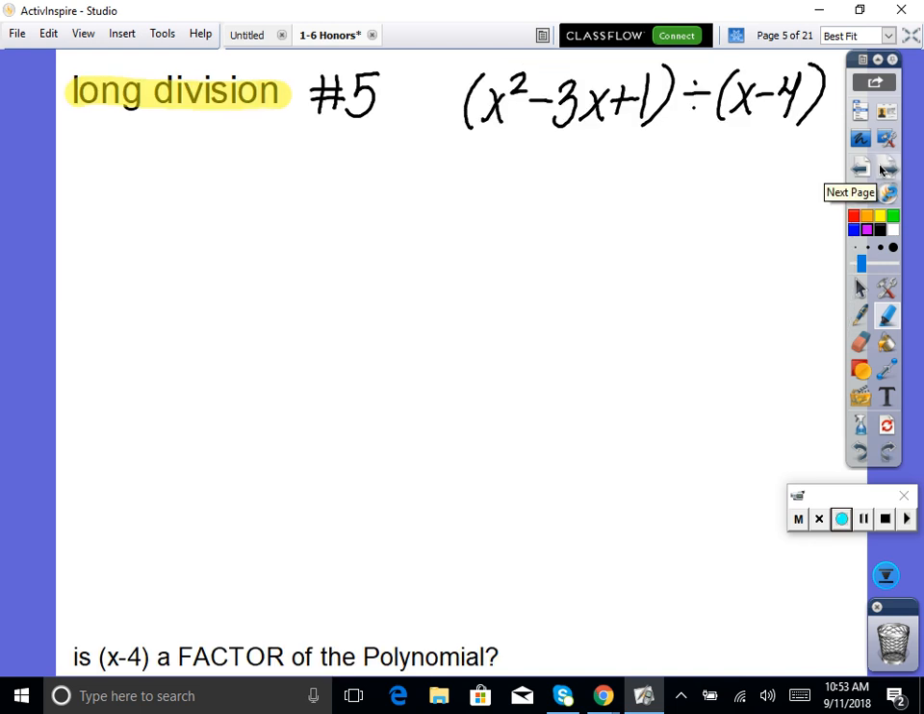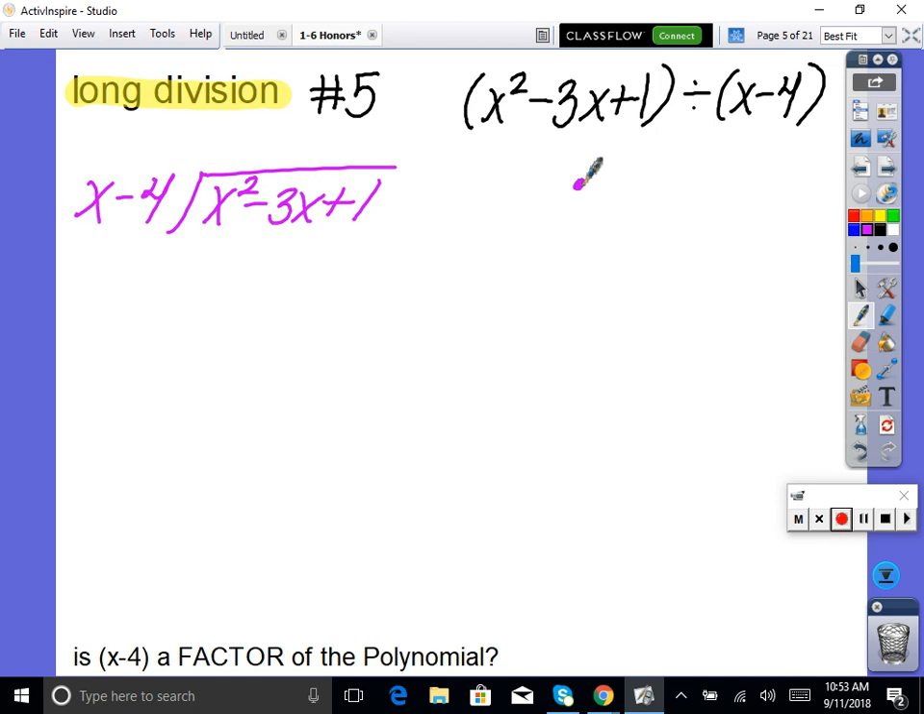Number 5. All my examples are not coming off the homework. So, let's set up our divisor, x minus 4, what we're dividing by. And we're dividing the polynomial x squared minus 3x plus 1 by x minus 4. Leading terms, that's what you divide. So let's go off to the side and make our bullet point. Leading term x squared divided by leading term x is x. That goes on top.